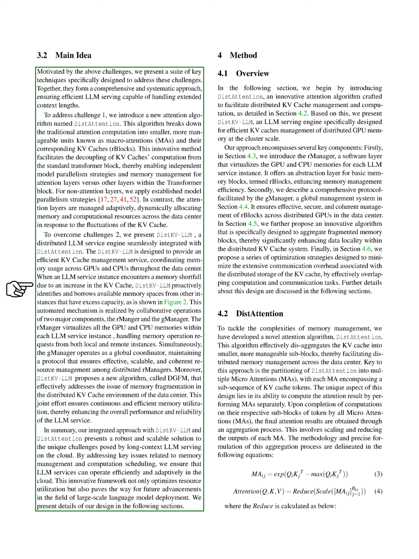Motivated by these challenges, we present a set of key techniques specifically designed to address them. Together, they form a comprehensive and systematic approach, ensuring efficient LLM serving capable of handling extended context lengths. To address the first challenge, we introduce a new attention algorithm named DistAttention. This algorithm breaks down the traditional attention computation into smaller, more manageable units known as macro-attentions, MAs, and their corresponding KV-caches, R blocks. This innovative method facilitates the decoupling of KV-caches computation from the standard transformer block, thereby enabling independent model parallelism strategies and memory management for attention layers versus other layers within the transformer block.